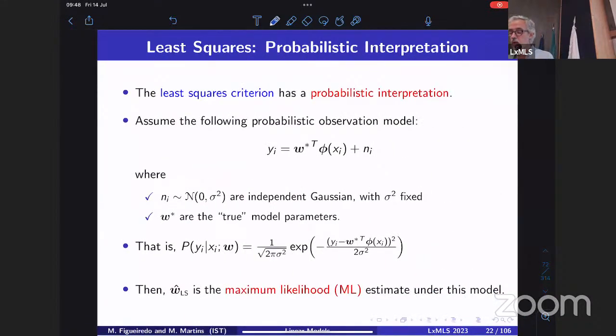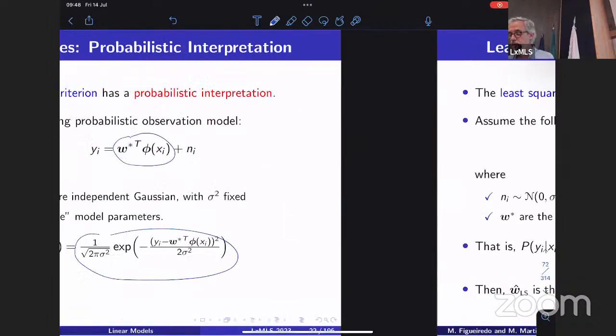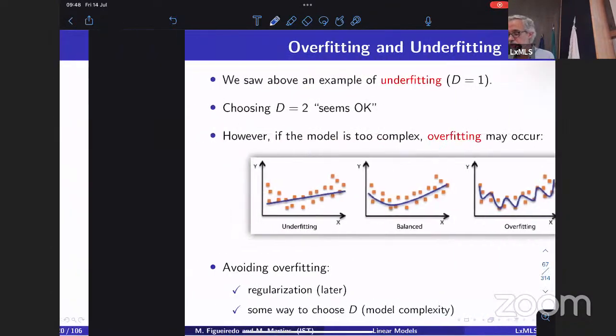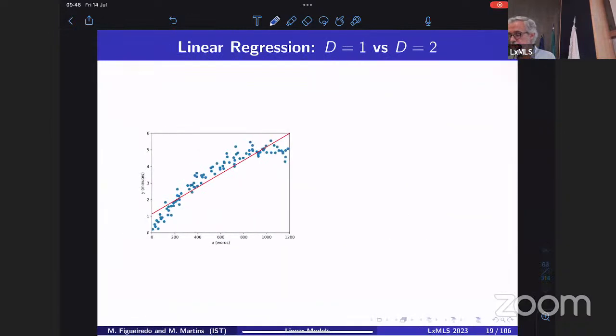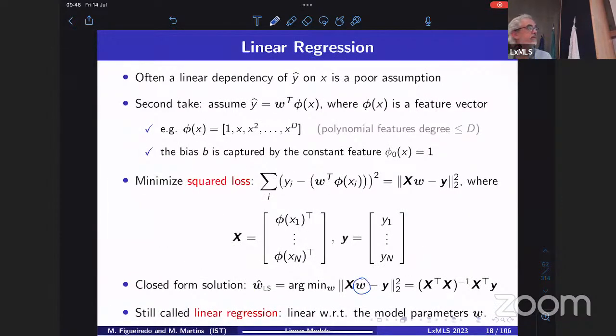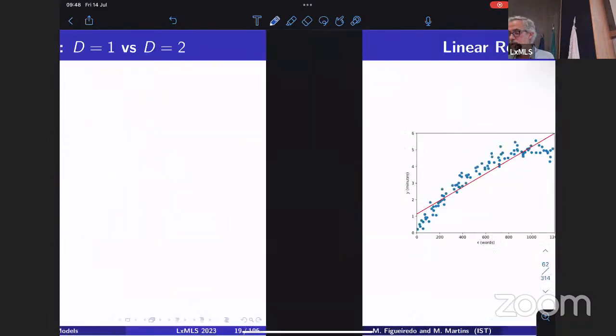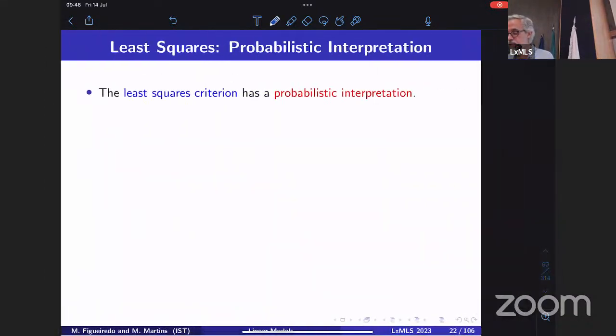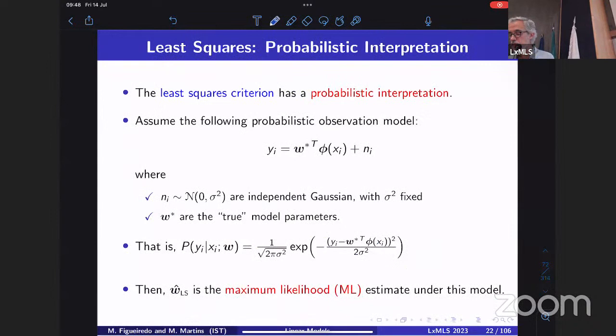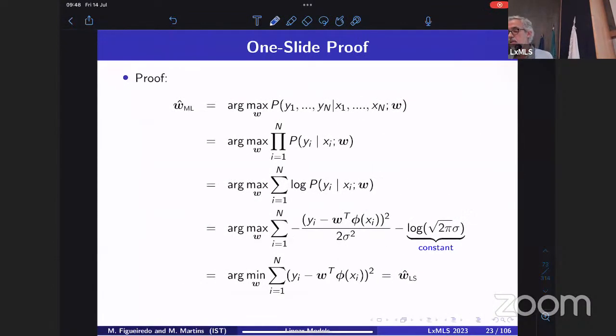Okay. And now what we can show, I'll show you the next slide, is that the least squares solution, which is the one we got before, going back, this one, or you can write it like this, as the minimization of that, is the same as the maximum likelihood estimate under this model. What do you mean by the maximum likelihood estimate? Don't get scared by this slide.